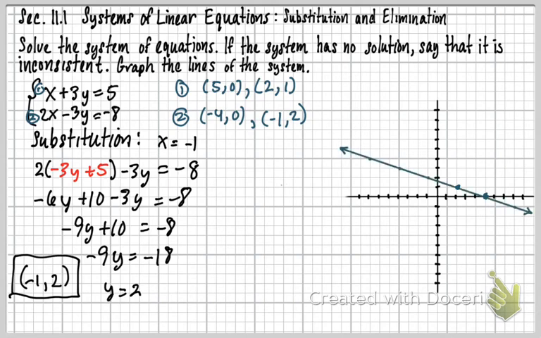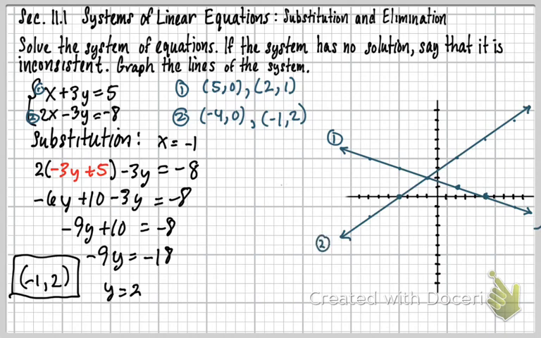So now I'm going to do that with the second line. So I'm going to call this 1, 2, so we don't lose track of which line was which. Now I'm going to do the other line. So I'm going to do negative 4, 0. So 1, 2, 3, 4. So that's here. And then my other point is going to be negative 1, 2. So that's here. And I'm going to graph that line. There's my line, and there's my second line there.